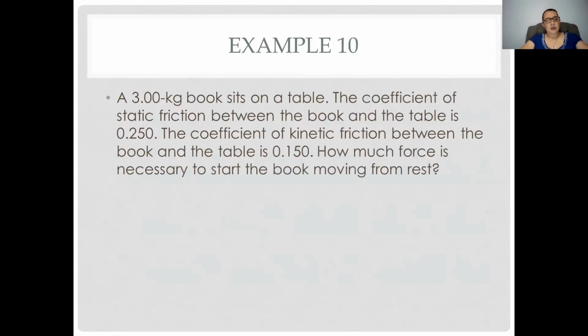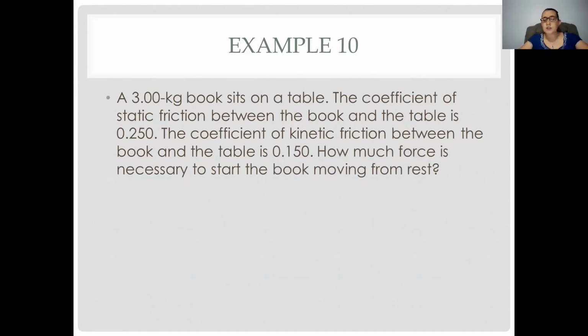Okay, so here's an example with friction. A 3 kilogram book sits on a table. The coefficient of static friction between the book and the table is 0.25. The coefficient of kinetic friction between the book and the table is 0.15. How much force is necessary to start the book moving from rest?